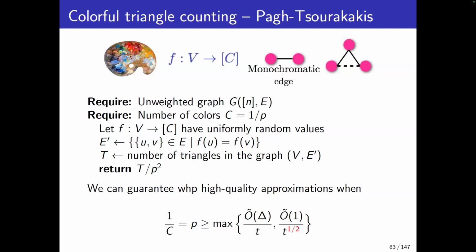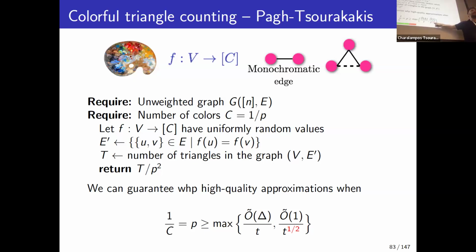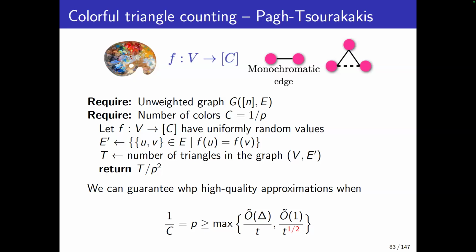So basically what we improve from the previous guarantees is we had t to the 1/3. This becomes square root t. So I can sparsify even more. And this is state of the art. Okay, it has been used very widely.